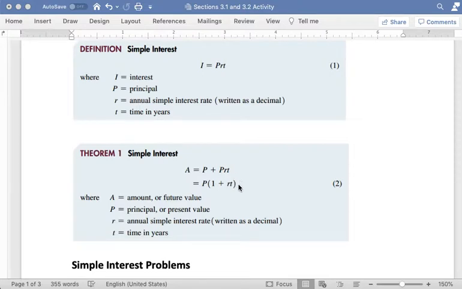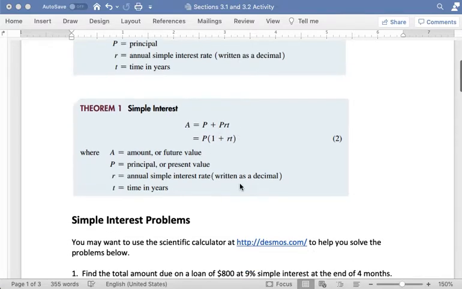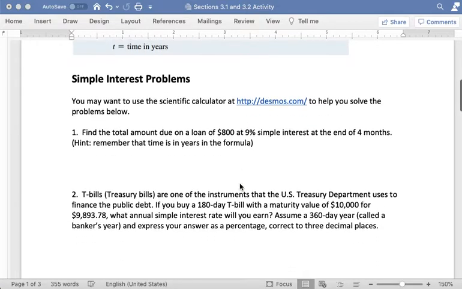And we can get this second formula here by factoring out the P. So you should be able to recognize that if I factor out the P, it's the greatest common factor in both of these terms. This is what I get. If I were to distribute this, I would get P times 1, that's P, and then P times RT, that's the PRT here. So these are the same formula, it's just factored. So we're going to go through some simple interest problems here.